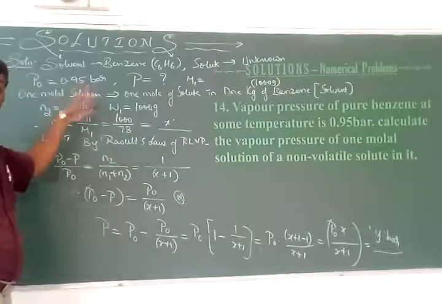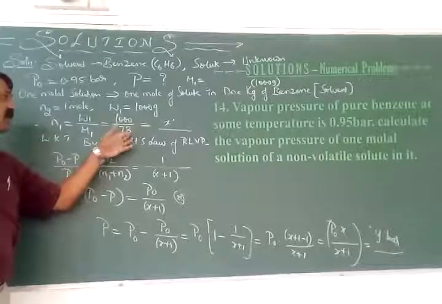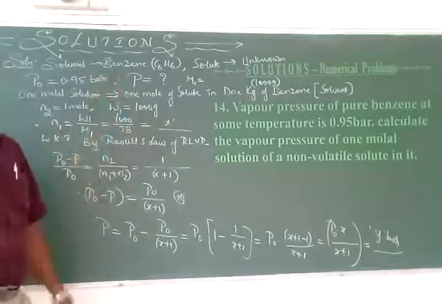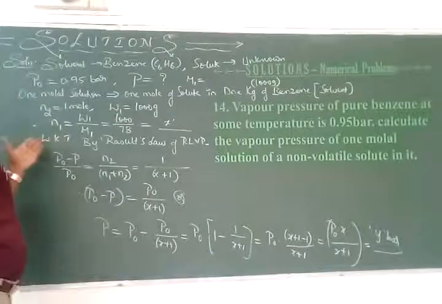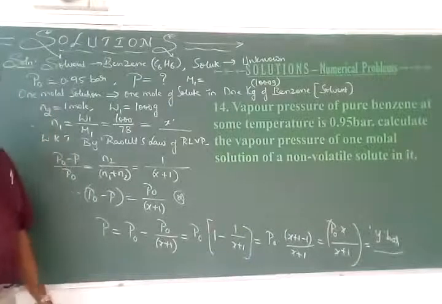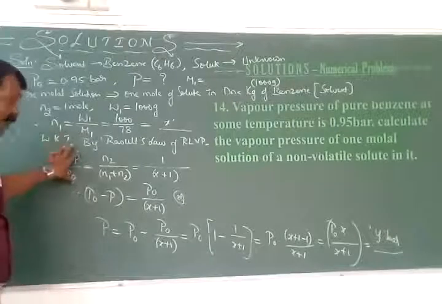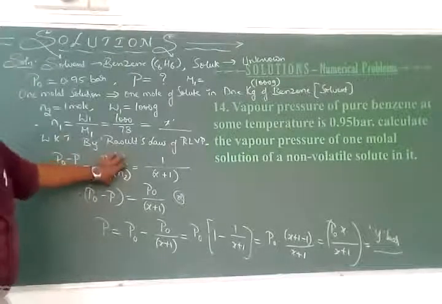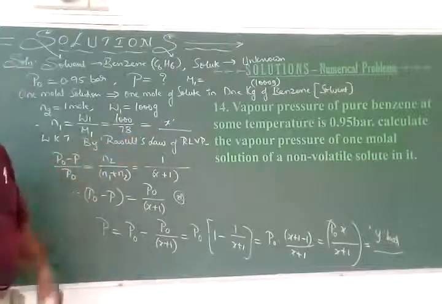How many moles of benzene are there in 1000 grams? Number of moles is equal to mass divided by molar mass. So that is 1000 by 78. On simplification, I will get the value in the form of X. X is the number of moles of benzene. Now, by applying Raoult's law of relative lowering of vapor pressure, P0 minus P divided by P0, which is equal to the mole fraction of the solute, substitute and simplify to get the value of Y.